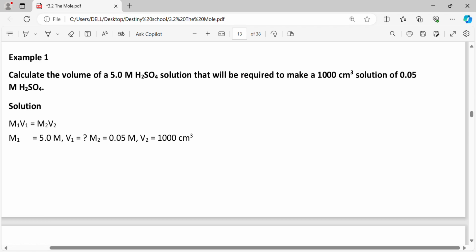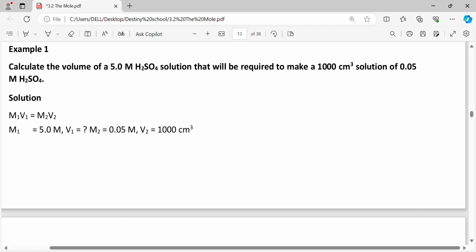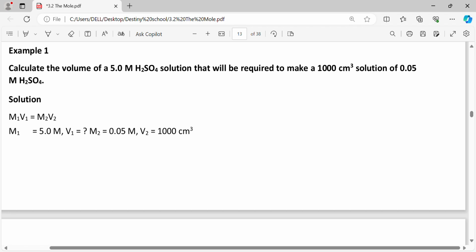So there's always a simple maths concept behind it, and we want to check it out. What is important in dilution is this. Calculate the volume of a 5.0 molar sulfuric acid solution that will be required to make 1000 cubic centimeters of a solution of 0.05 molar sulfuric acid.